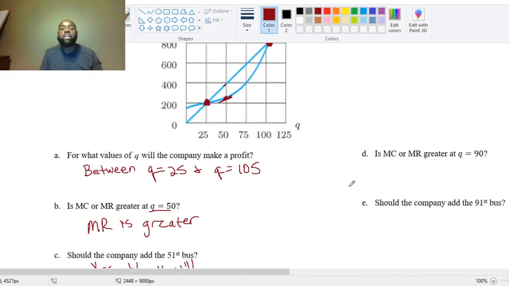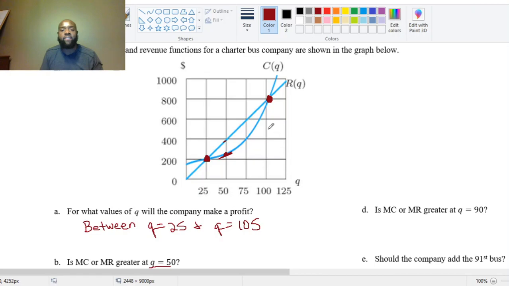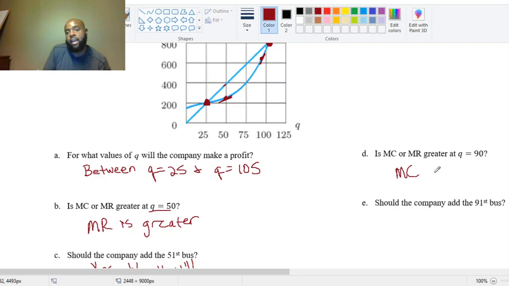All right. Now I'm going to go to Q equals 90. Q equals 90 is between 75 and 100. And so it's asking is marginal cost or marginal revenue greater at that value? Well, Q equals 90 is here. The tangent line of the revenue function is basically the revenue function. And then at my cost function, let's say that this is 90 here. The tangent line is very steep. It's much steeper compared to the marginal revenue. So here, marginal cost is greater.